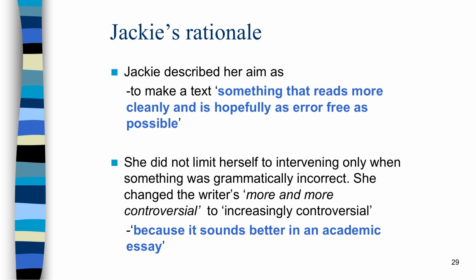In another place, at the beginning of the essay, the writer had said, so-and-so's point of view is more and more controversial. Now, grammatically, there was actually nothing wrong with what the writer had written. It was short, it was inelegant, it wasn't very good stylistically, but it wasn't incorrect. Jackie changed that to increasingly controversial. And I asked her about that in the interview, and she said, well, that sounds better in an academic essay. So you can see that Jackie wasn't just thinking about trying to make an essay comprehensible, she was also trying to enhance things stylistically as well.